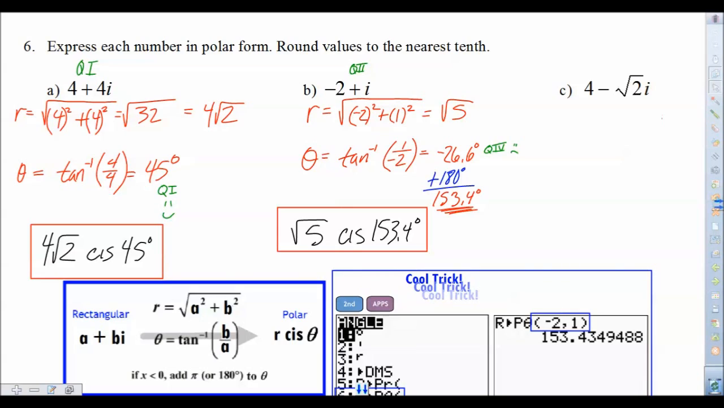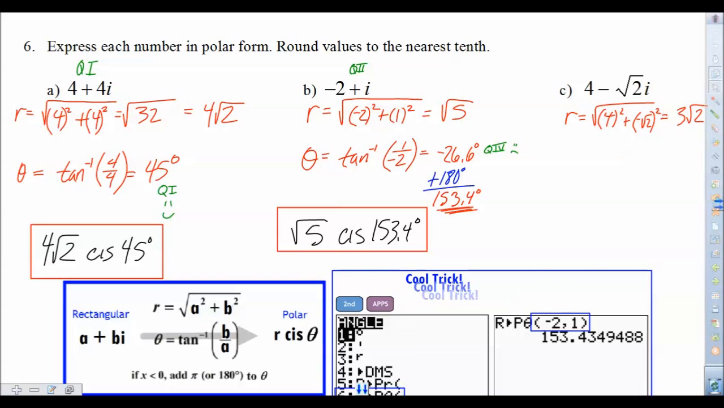Final problem here, 4 minus 2 square root 2i. Pythagorean theorem. We have 16 there, plus the negative square root of 2 squared, which will just make it a 2, so 16 plus 2 gives us 18. Square root of 18, we can put a 9 in there. So long story short, we can simplify the square root to 3 square root of 2.